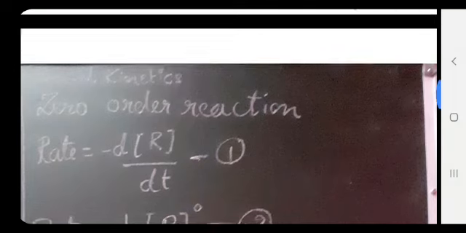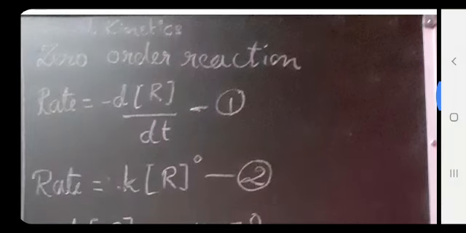First I am going to start with the zero order reaction. What is a zero order reaction? It is a reaction whose rate is independent of the concentration of reactant, or the rate of reaction is proportional to the zero power of the concentration of the reactant.